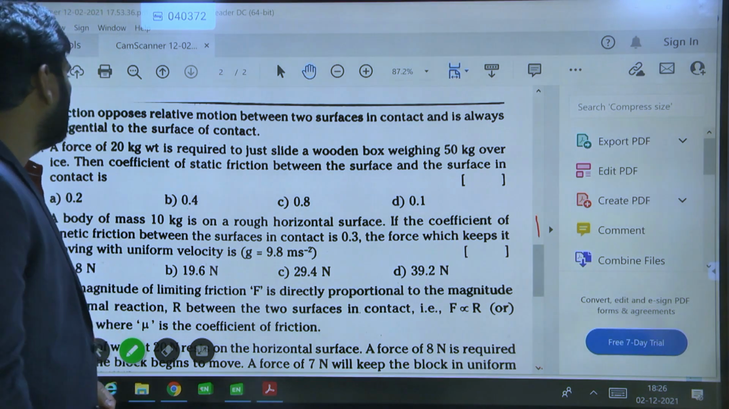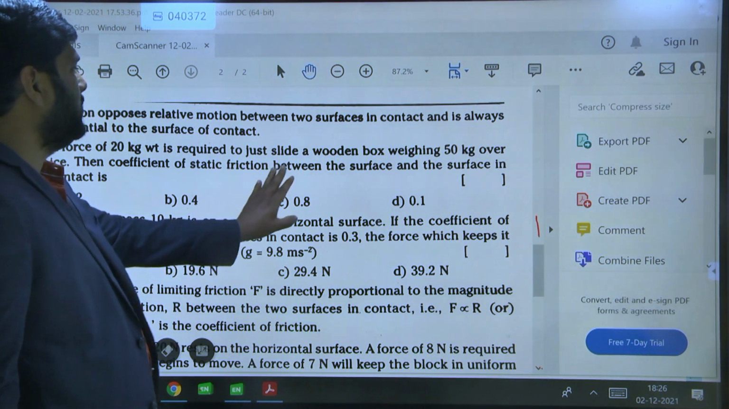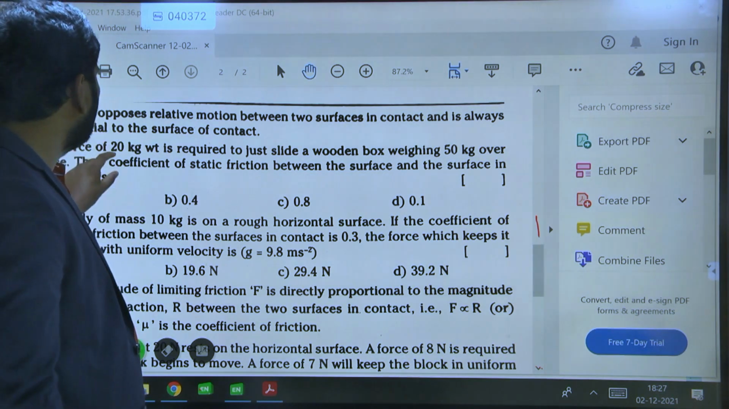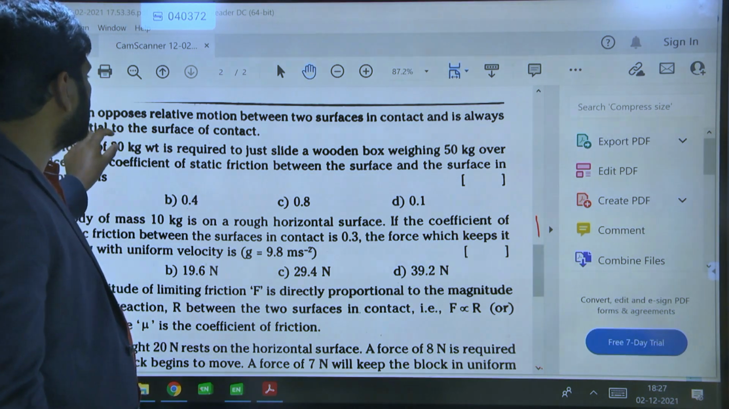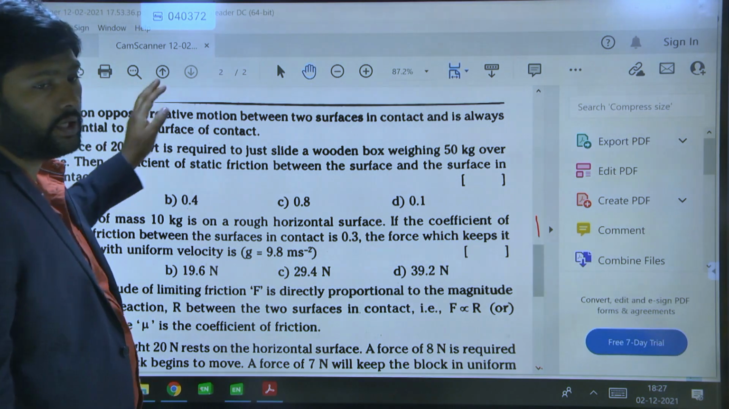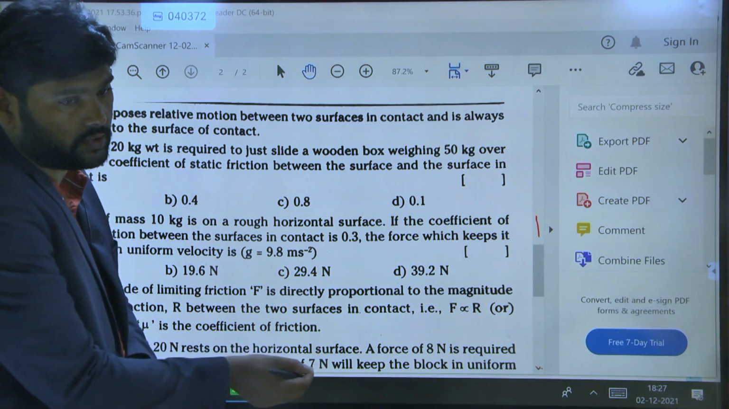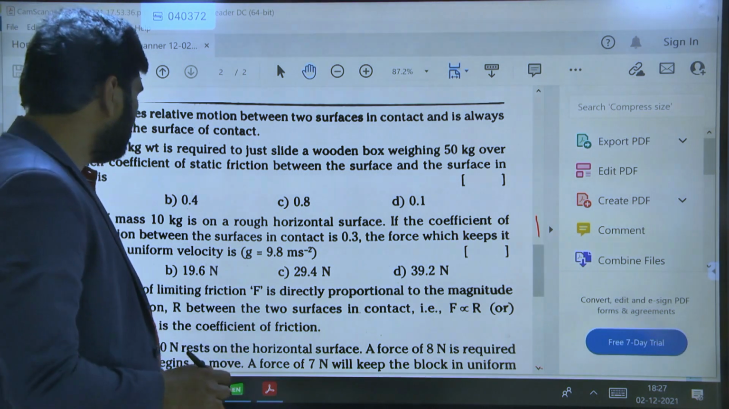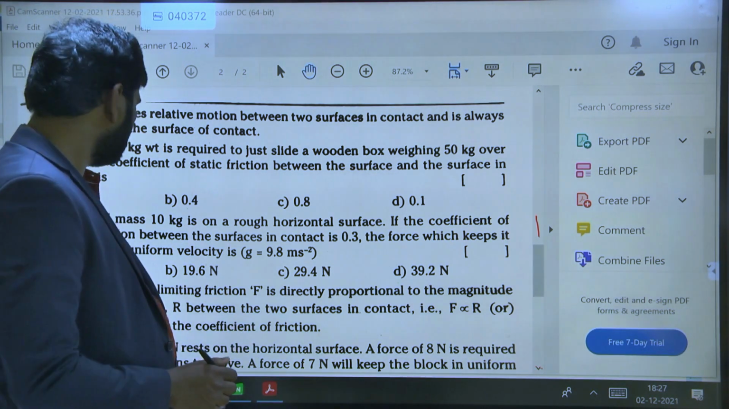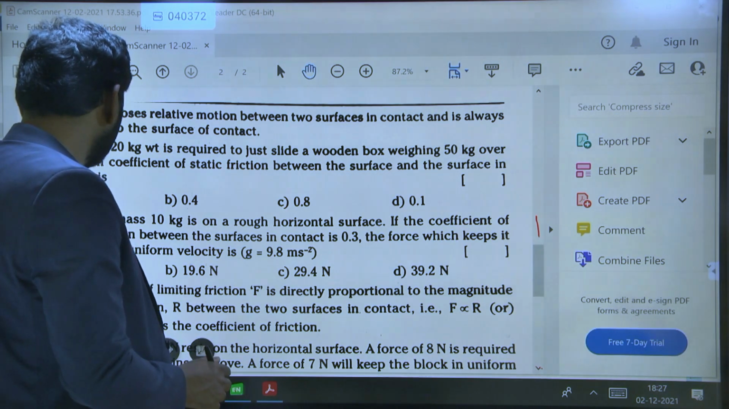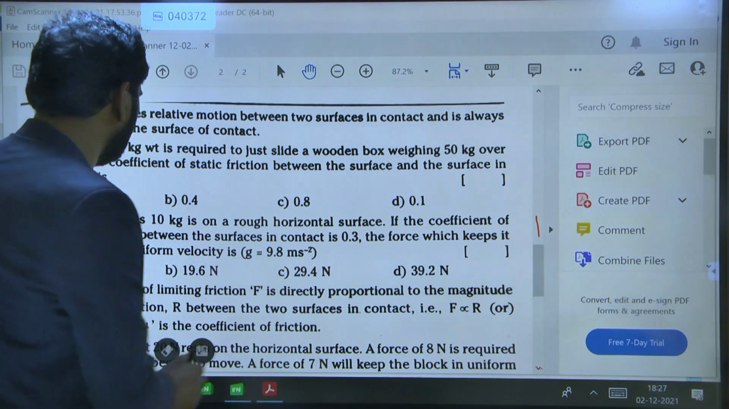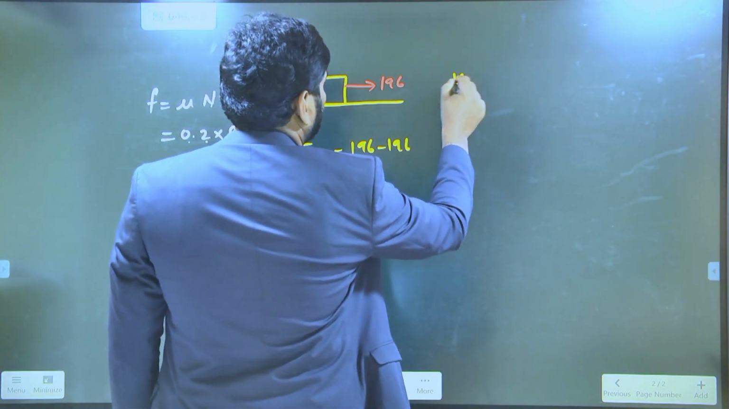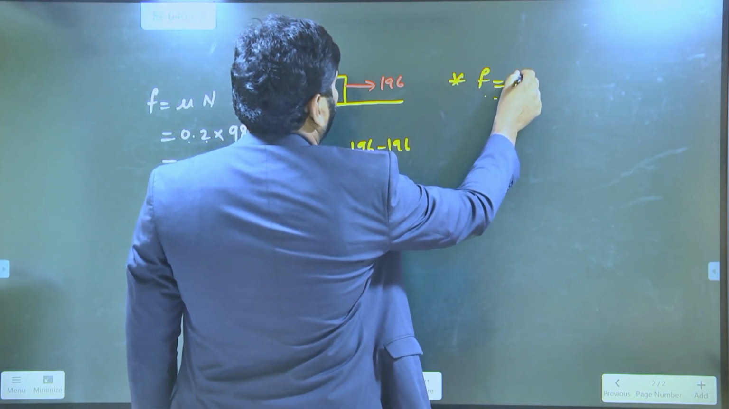Understand here, friction force to move this body. How much force do we require here to overcome this? 20 kg weight is the friction force, exactly equal to friction force. Then what formula will we use here? F is equal to mu N.